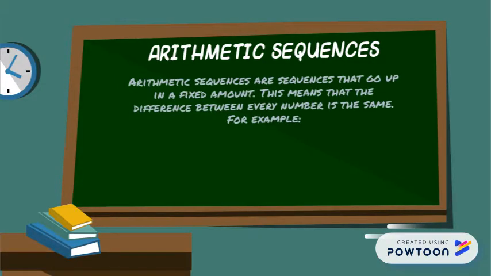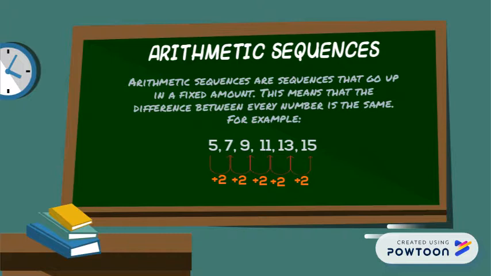Arithmetic sequences are sequences that go up by a fixed amount. This means that the difference between every number is the same. For example, 5, 7, 9, 11, 13, and 15. In each of these numbers, it goes up by a fixed constant, 2.